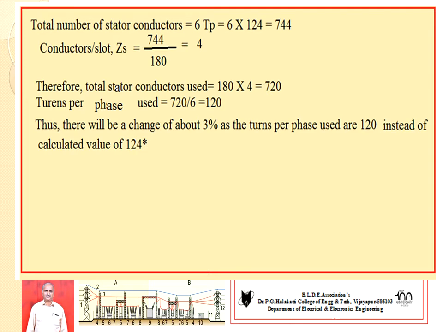720 we are going to get. Turns per phase used: 720 divided by 6. We are going to get 120. Thus there will be a change of about 3%, as the turns per phase used are 120 instead of the calculated value of 124. Hence finally we are going to get an adjustable value near the first calculated. Final value is 120.